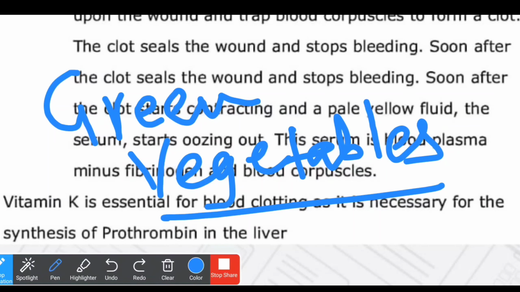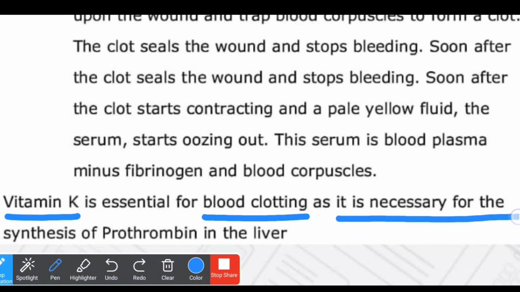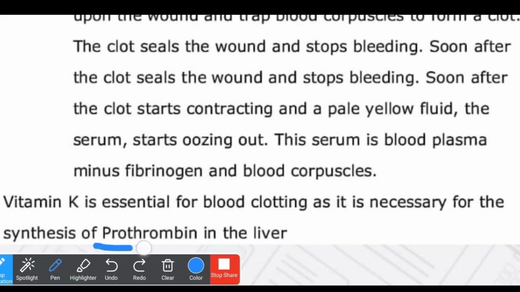I've already made a proper video on the vitamins A, D, E, K, vitamin B complex and vitamin C, covering their sources and deficiency diseases, so you can go through that as well. But what is the function of vitamin K here? It is essential for blood clotting, as it is necessary for the synthesis of prothrombin in the liver.